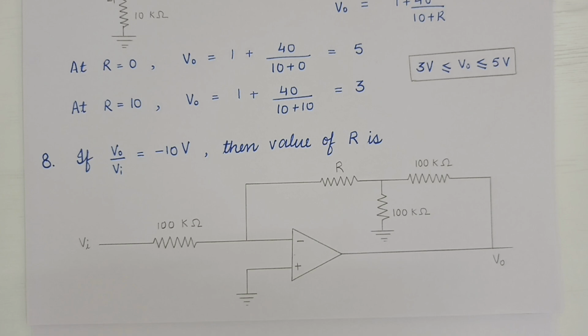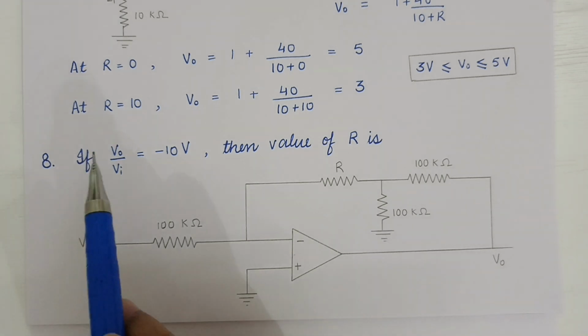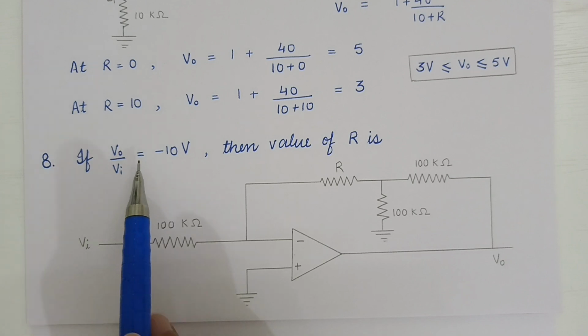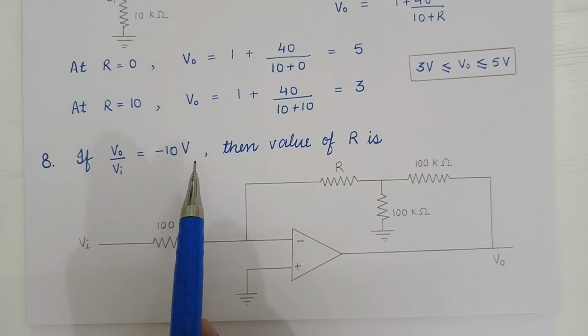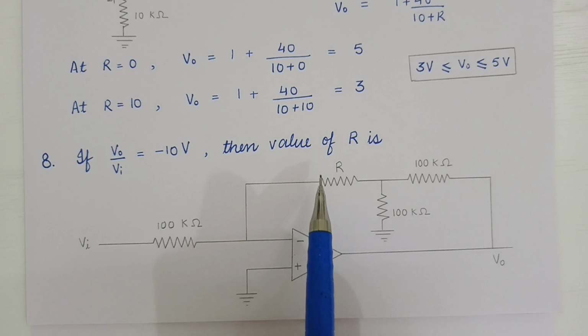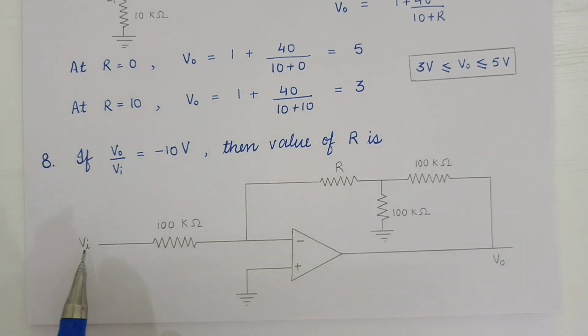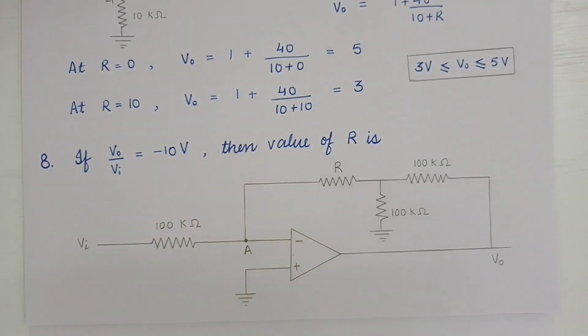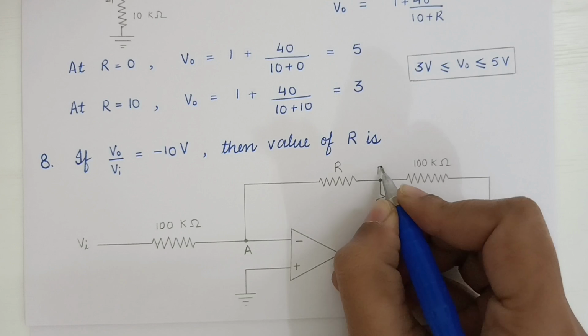So here in this question, it is given that if V0 upon Vi, that is V output divided by V input, is equals to minus 10 volt, then value of R is. So here, as you can see in this figure, we have to find the value of this R, and V0 by Vi is given as minus 10 volt. So by using this, we have to find the value of R. So let's start. First mark the point. Say this point as A and this point as B.